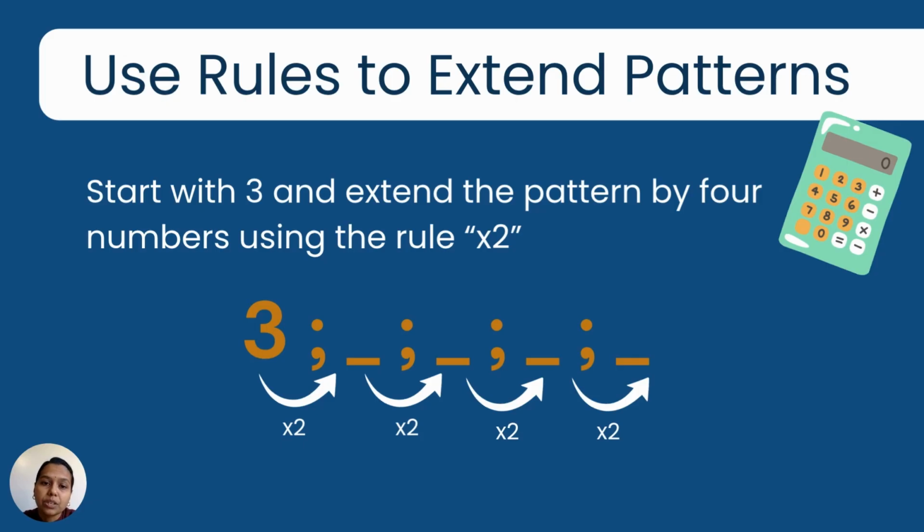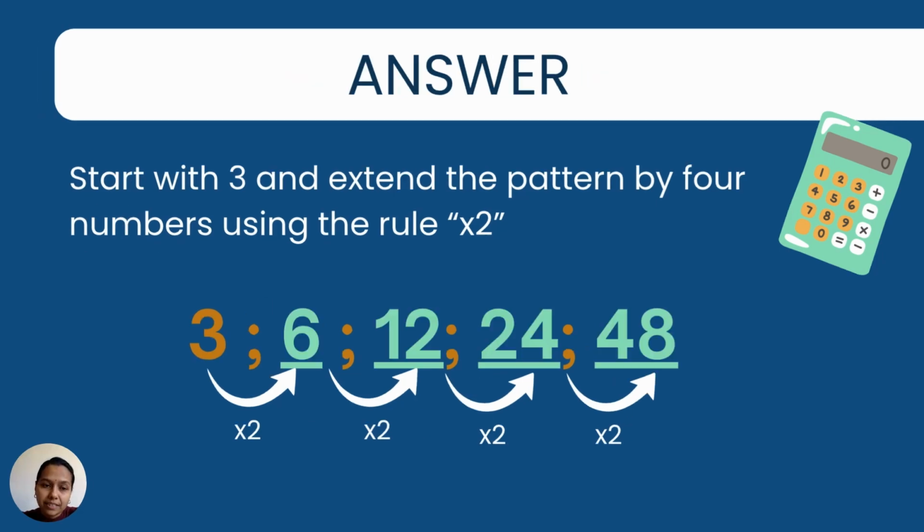Let's use the rule to extend more patterns. So this time you're starting with 3 and you will extend your pattern by 4 numbers using the rule times 2. So take a moment, work out the rule times 2 each time, starting with 3, and then come look at the answer.